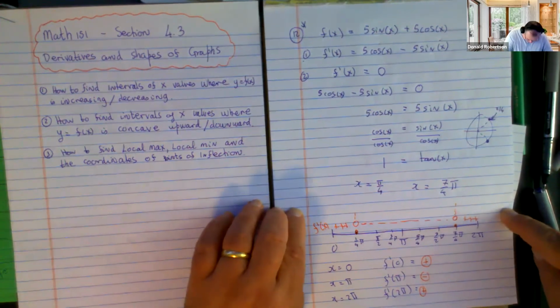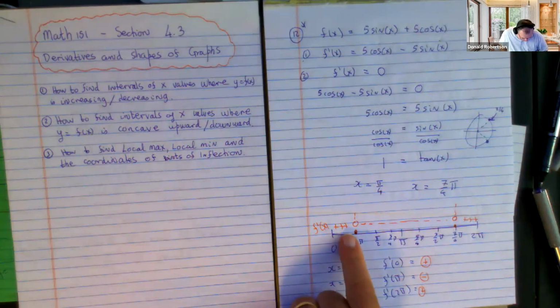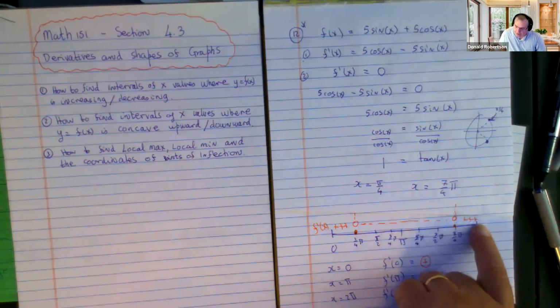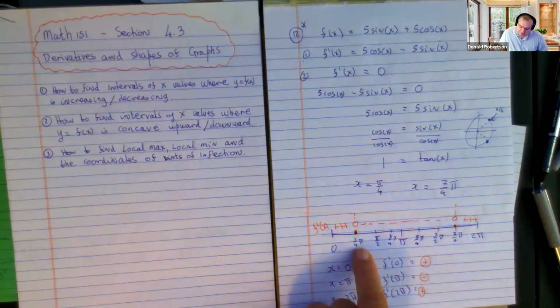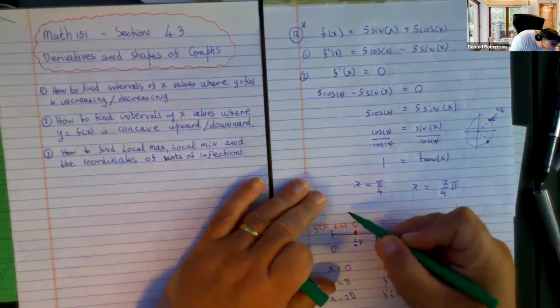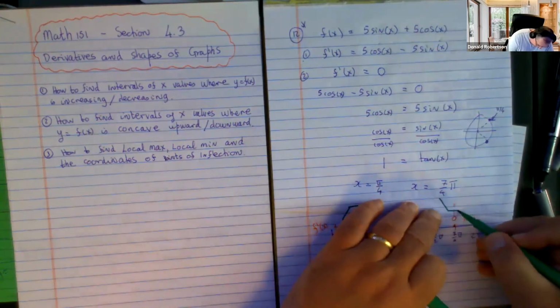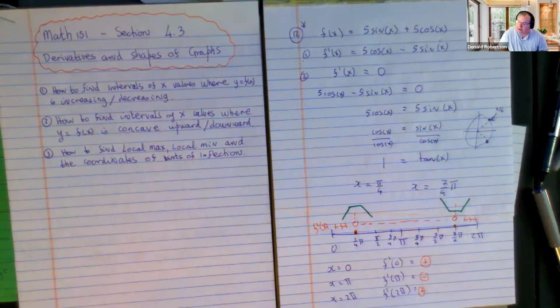To save some time here, I'll not finish it, but can you tell that it's going to be increasing from 0 to 1/4 pi and from 7/4 pi to 2 pi? And isn't it going to be decreasing from 1/4 pi to 7/4 pi? And would you agree that at 1/4 pi it's got a local max, and at 7/4 pi it has a local min?